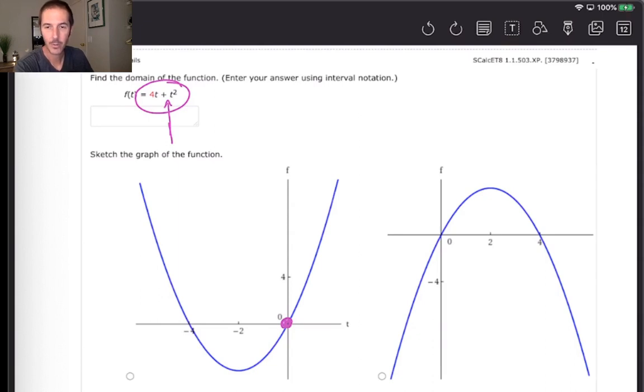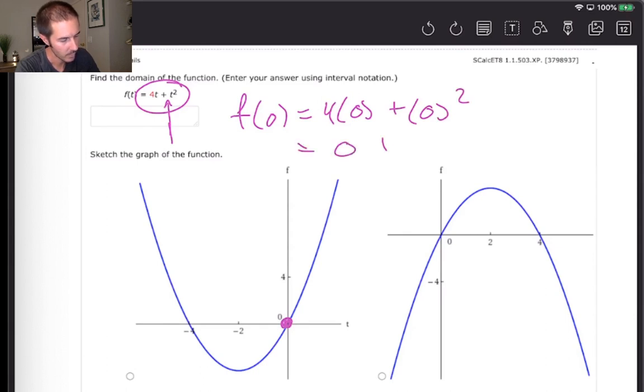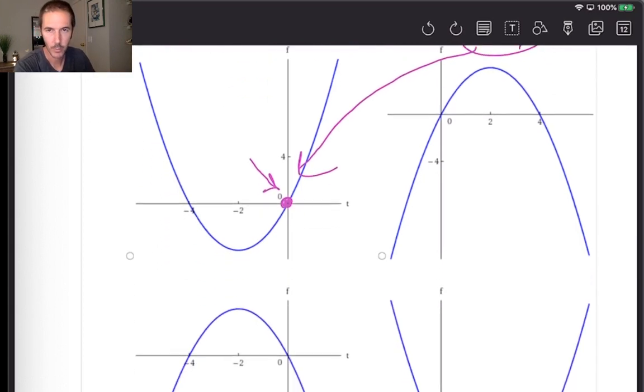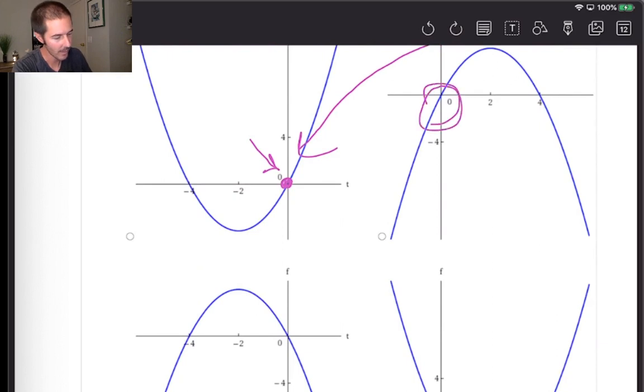I'm going to take the x value and plug it in. So plugging in an x value of 0, f of 0 equals 4 times 0 plus 0 squared equals 0 plus 0 equals 0. Okay, so that should be the corresponding y value. So 0, 0 should be a point on my graph. This point that I chose, it had an x value of 0. Does it also have a y value of 0? It sure does. So is that the correct graph? Well, unfortunately, I didn't choose a very good point, because 0, 0 is also on this graph, and 0, 0 is on this graph, 0, 0 is on this graph.